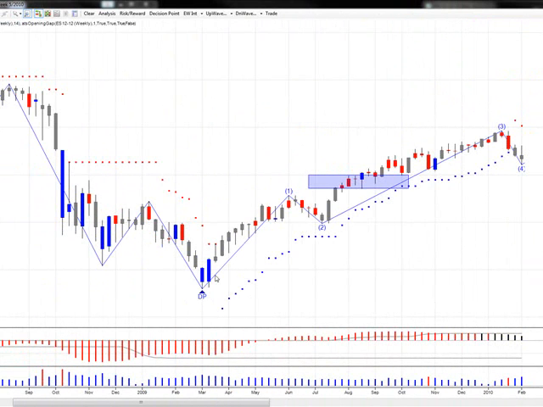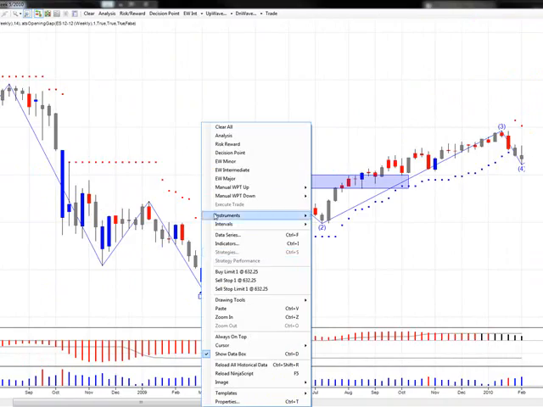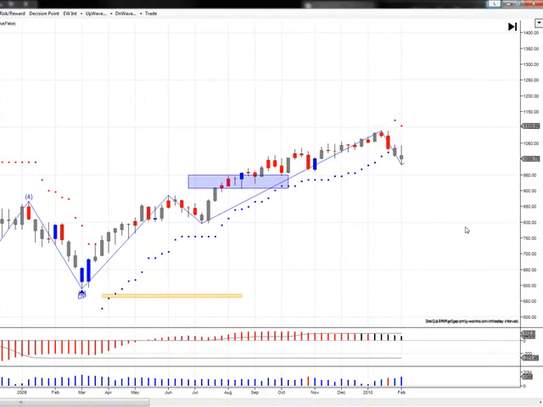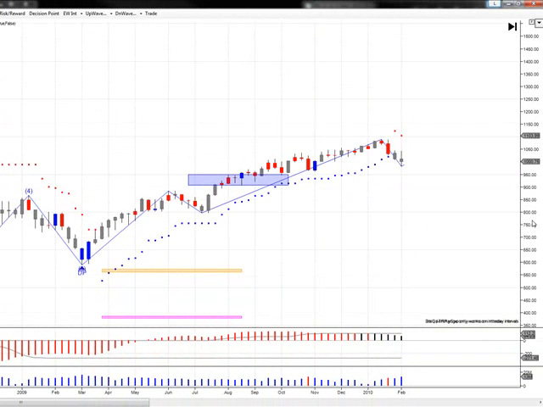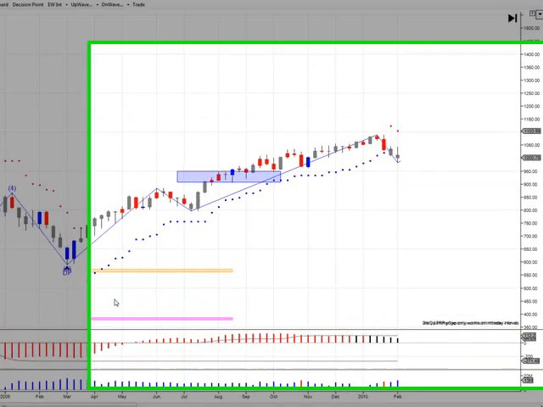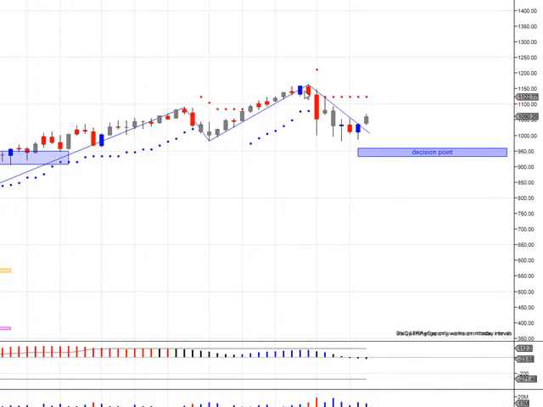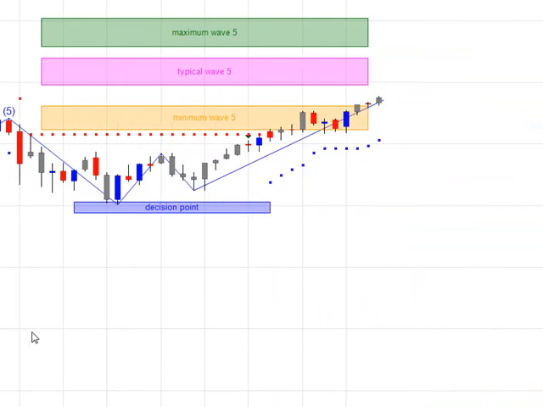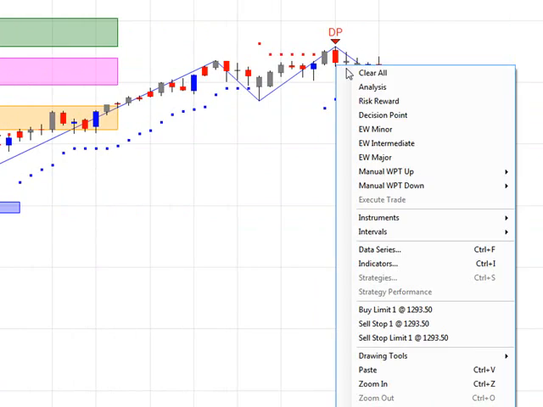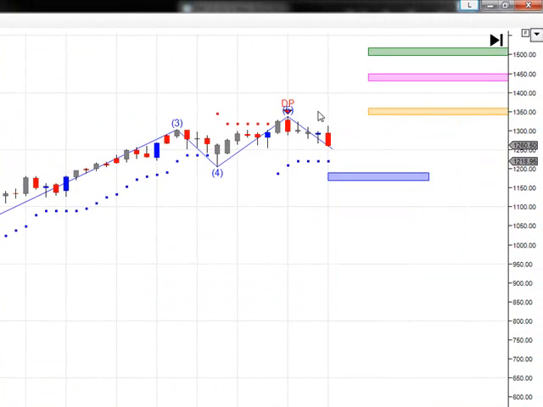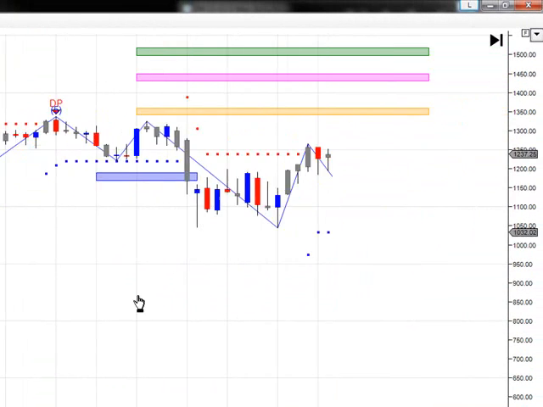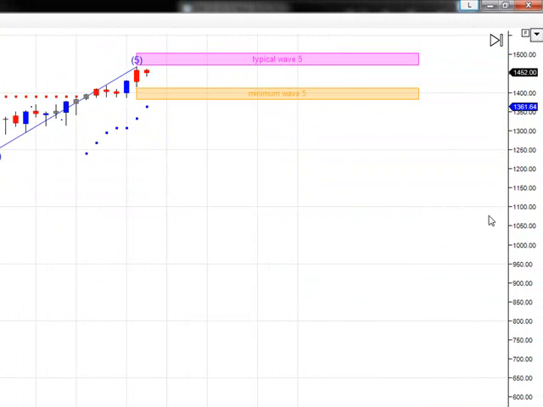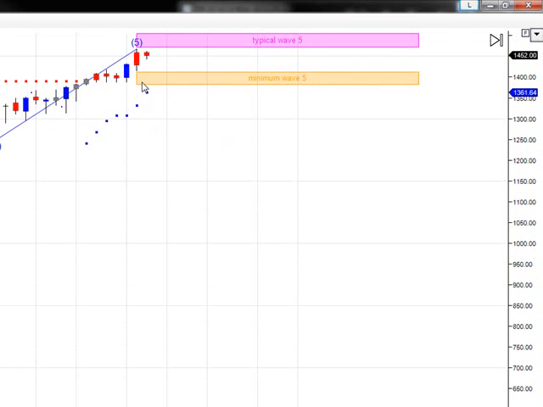In fact, even if we go back to the March lows of 2009 here, it was a 5-wave pattern down right into minimum wave 5 support. Here was your typical. Never made it to typical wave 5, only to the minimum, and that's been the case each time. Minimum wave 5 before the correction. Again, here's your minimum wave 5 before the correction, and then of course where we've come now. This is a little different because we've gone beyond minimum wave 5.